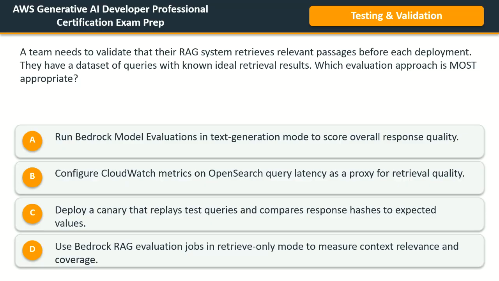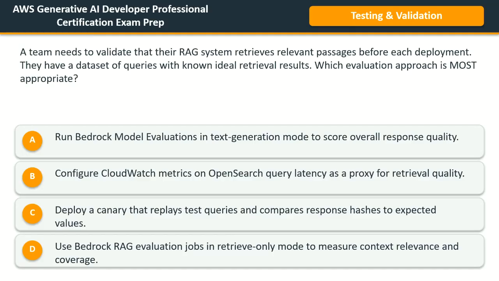Retrieve-only evaluation measures whether retrieved passages are relevant, checks whether coverage is sufficient, and separates retrieval quality from generation quality. This is critical because a strong foundation model can mask poor retrieval by generating plausible answers anyway. Option D directly evaluates the thing the question is asking about, using the dataset the team already has. That is why D is the correct answer.